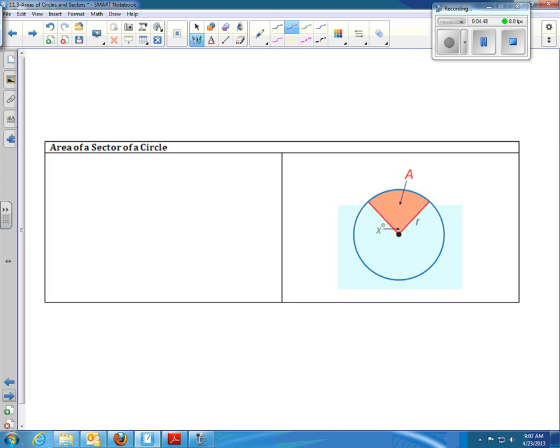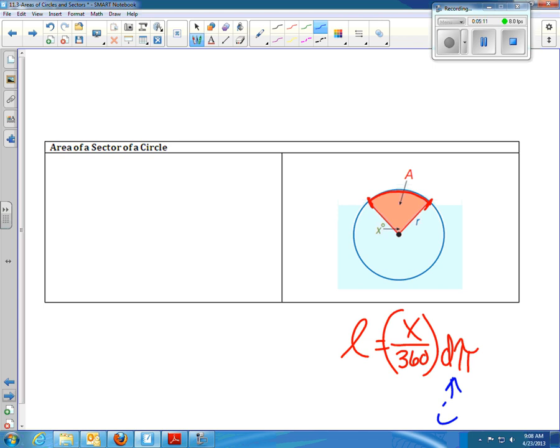All right, let's talk about area of a sector of a circle. We have talked previously about finding the length of an arc, and that formula was length equals x over 360 times diameter pi. And diameter pi is the circumference formula. Circumference is talking about the distance around the circle, so that makes sense that the length deals with our distance formula. This time we're actually going to be talking about the area.